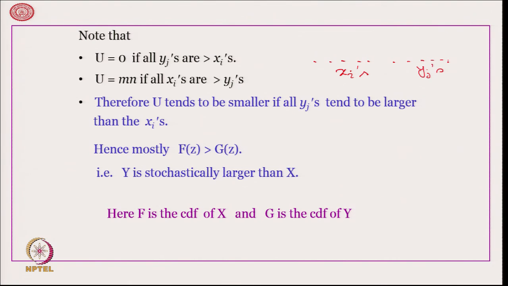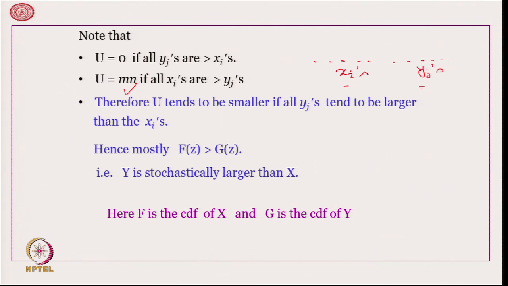There is not a single instance when a y observation is less than an x observation. Therefore, the value of the summation is going to be 0. On the other hand, if all the x's are greater than all the yj's, then for all the m into n many pairs, we will get a score of 1 and thus we shall get the value mn. Therefore, u tends to be smaller if all yj's tend to be larger than the xi's.